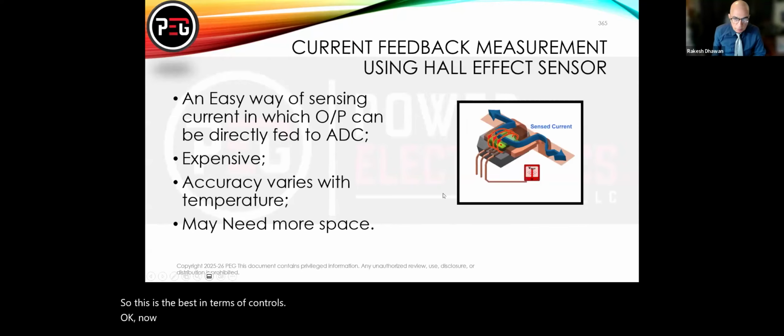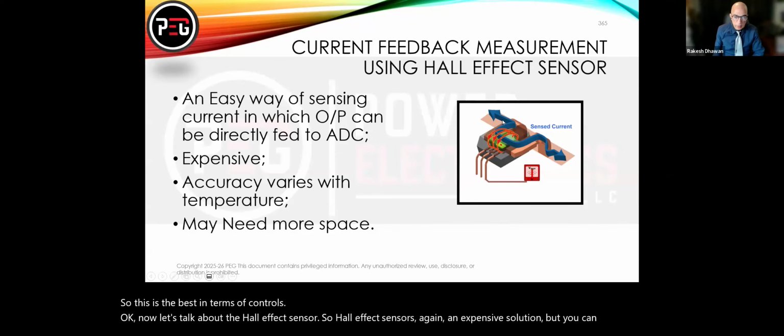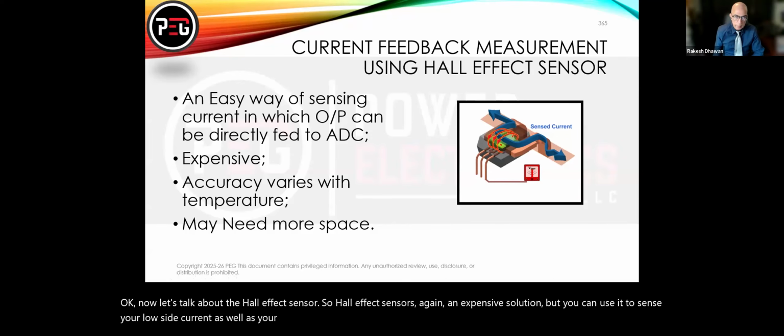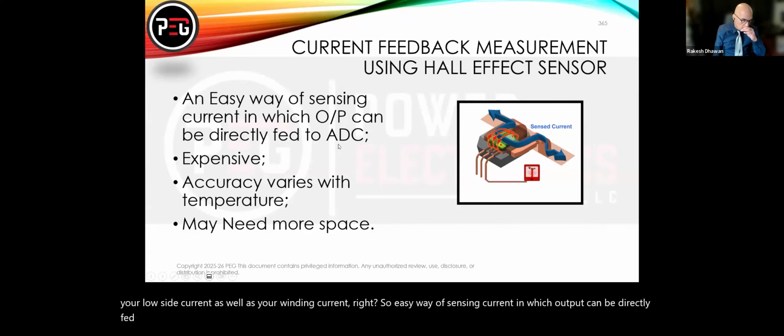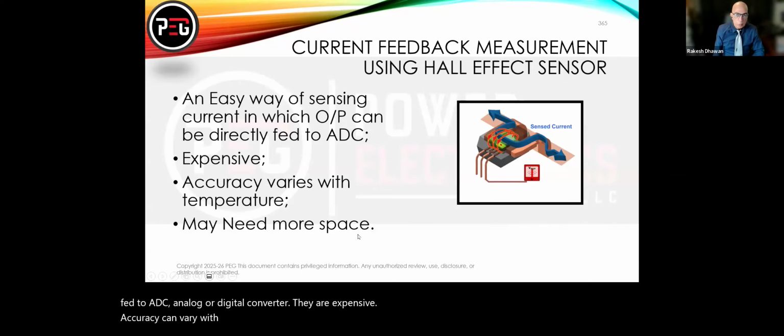Now, let's talk about the Hall effect sensors. Again, an expensive solution, but you can use it to sense your low side current as well as your winding current, right? It's an easy way of sensing current in which the output can be directly fed to an ADC, analog to digital converter. They are expensive. Accuracy can vary with temperature, and they may need more space because, depending upon the size you pick, they can be voluminous on your board.